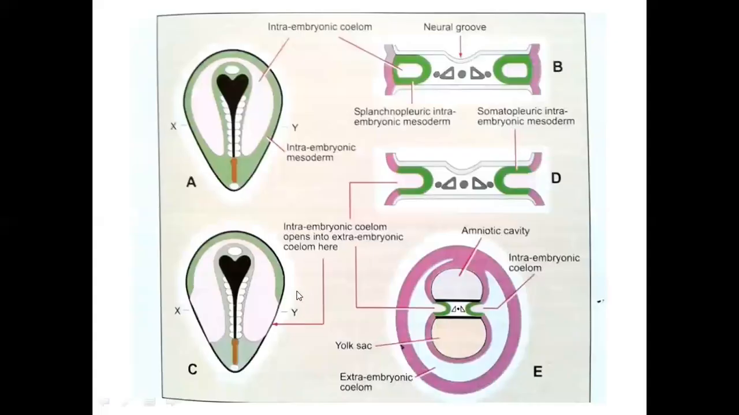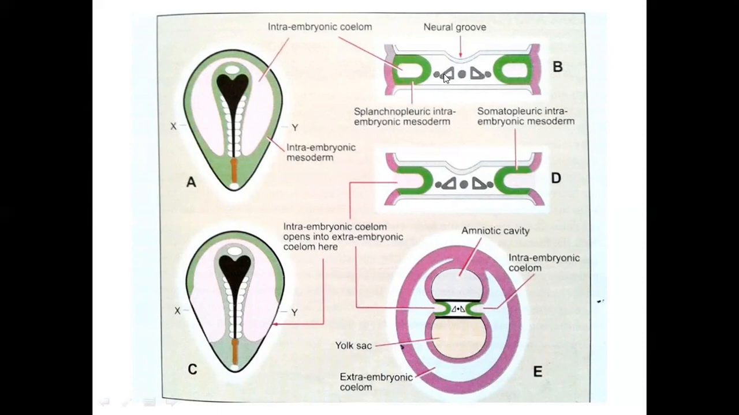So what we have seen, right? You can see here very nicely what we have seen till now. So diagram A, here you can see this is the intraembryonic mesoderm. This is the intraembryonic coelom. If you take a section at X, Y, you can see here this is the intraembryonic coelom. This is the intraembryonic mesoderm. This is ectoderm and this is endoderm. So the one which is towards the ectoderm we call somatopleuric intraembryonic mesoderm. The one which is towards the endoderm we call splanchnopleuric intraembryonic mesoderm. While among the other structures, we know that this is a notochord.